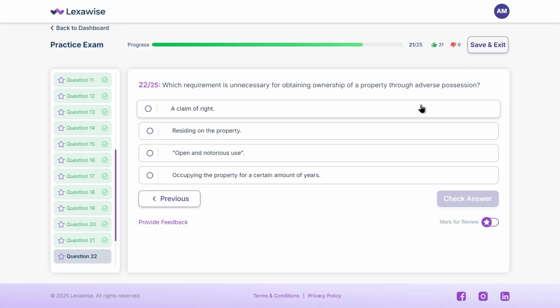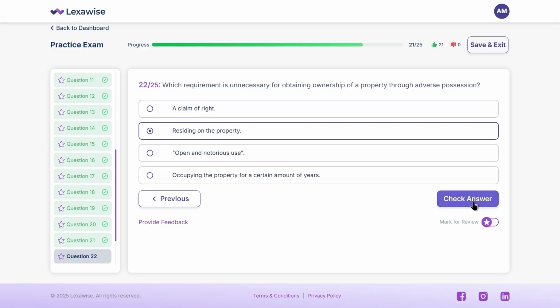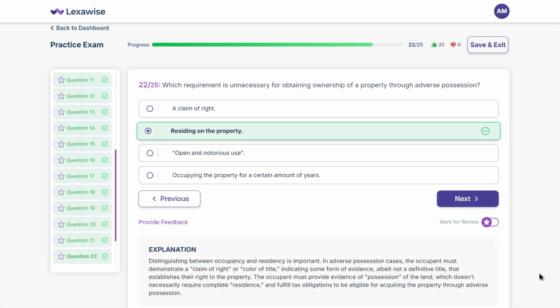Now this one, which requirement is unnecessary for obtaining ownership of a property through adverse possession? A. A claim of right. B. Residing on the property. C. Open and notorious use. D. Occupying the property for a certain amount of years. Think about it. The correct answer is B. Residing on the property. Adverse possession requires open, continuous, and exclusive possession, but residency is not mandatory. Next one.